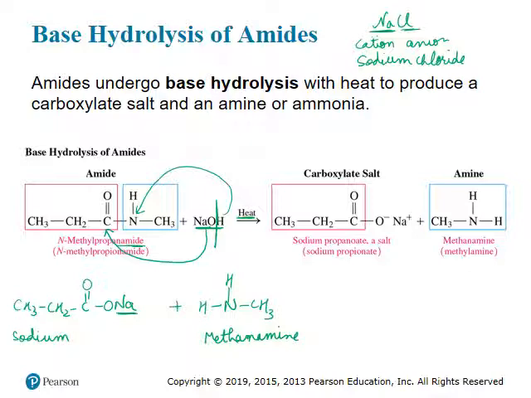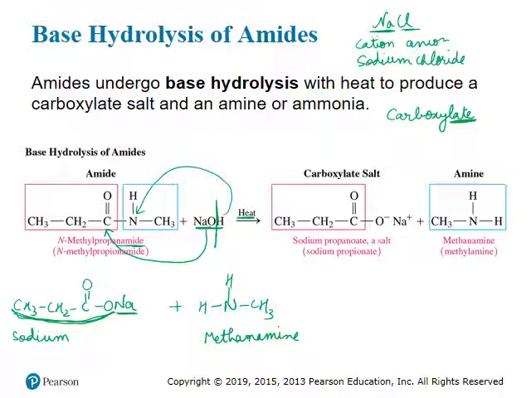The anion here is right here, and this anion is coming from carboxylic acid. So how do we name the anion from carboxylic acid? It is called carboxylate. It ends with ate. You simply take the name of the carboxylic acid and replace the oic acid with ate.